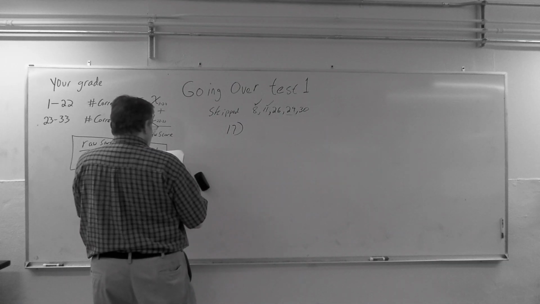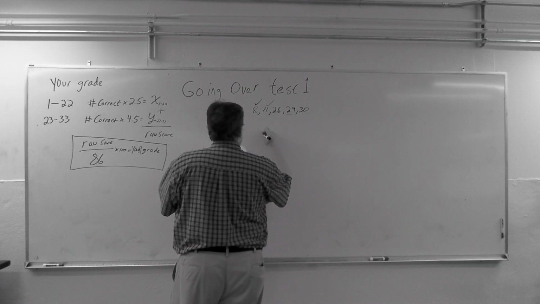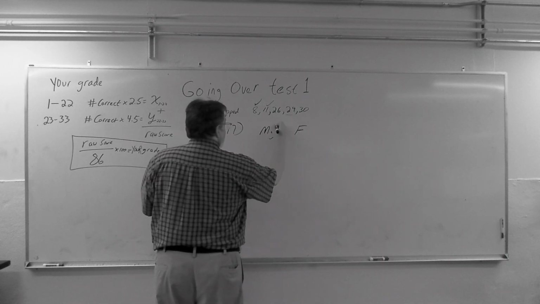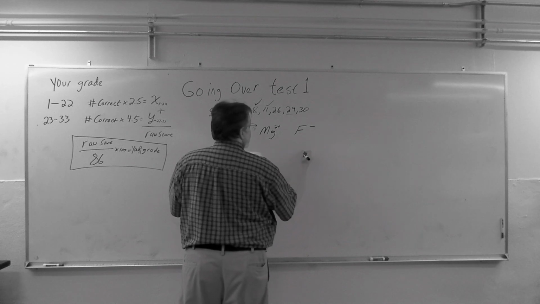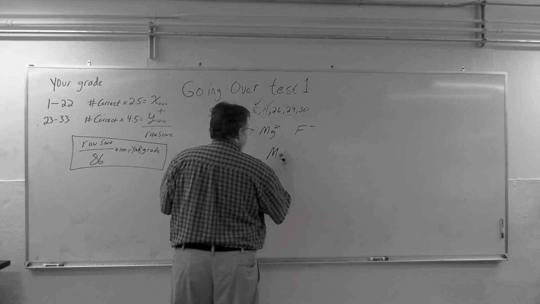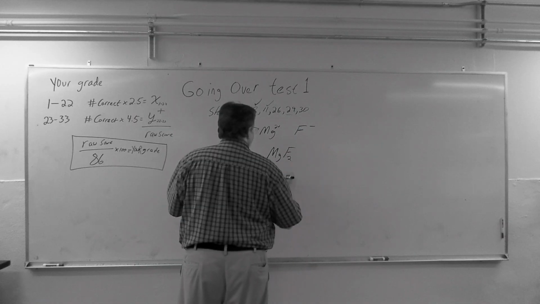What is the forming ionic compound? Okay, magnesium fluoride, it's Mg and F. Mg is 2 plus, F is 1 minus. So I'm going to need 2 of these to balance that charge. So it needs to be F2.